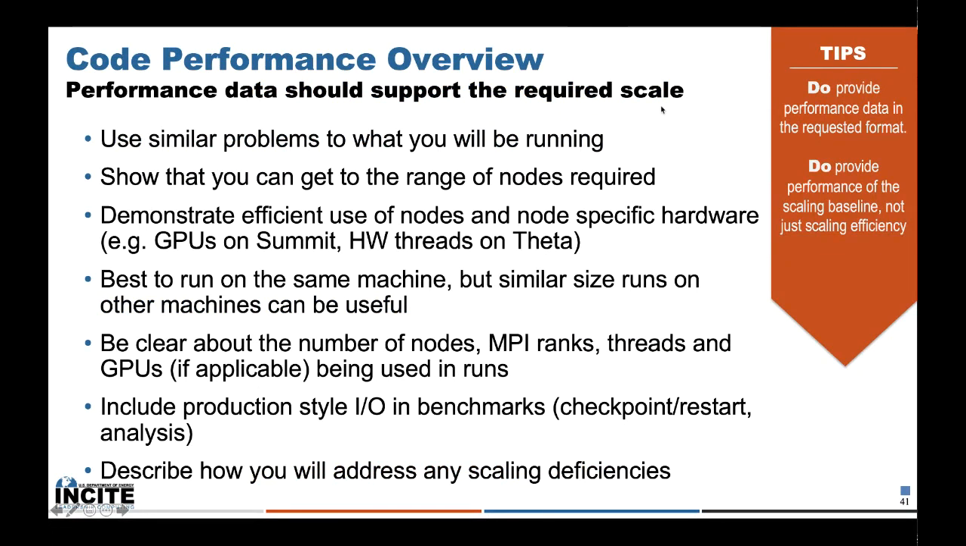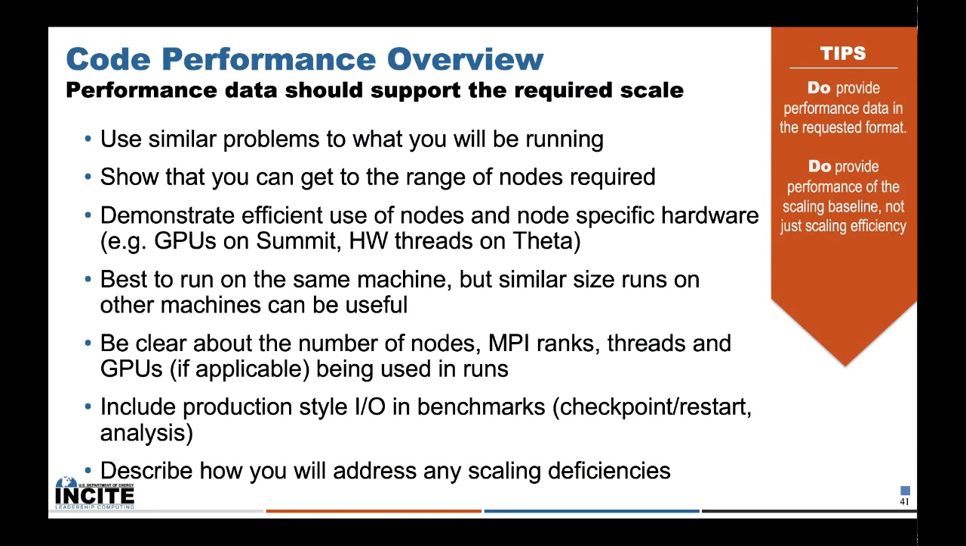Code performance overview. The performance data provided in the proposal should support the required capability scale runs. So you have to make that connection between what you need and what the machines can provide, and be relevant to the proposed simulation data and science runs, obviously, that you are describing. Be sure to discuss how efficiently the applications make use of specific architectural features, like, for example, the multiple GPUs that they have on Summit, or the hardware threads and vector units on Theta.